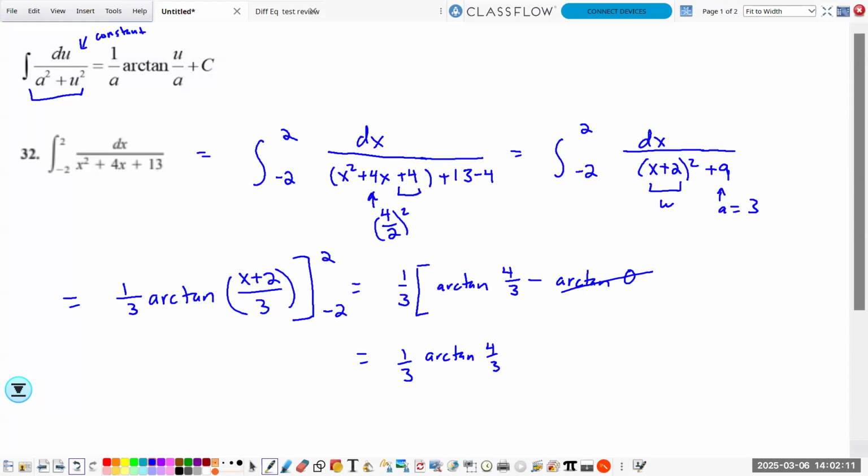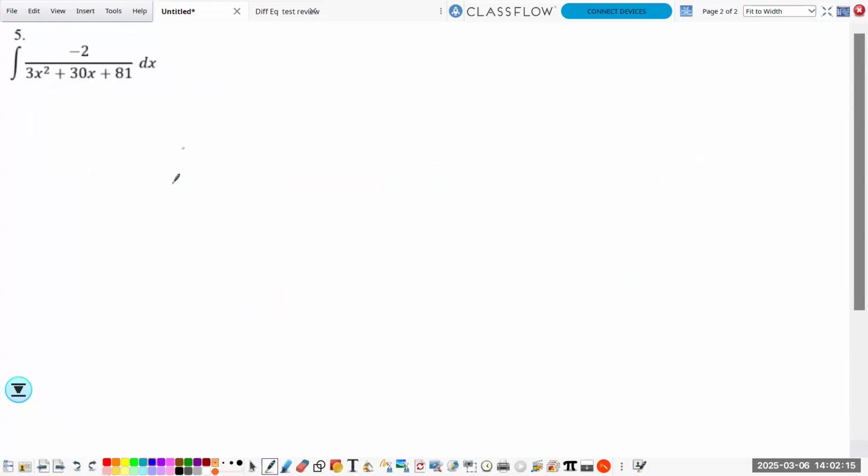Okay. Now let's go to the problem from tonight's homework, number 5, which is an indefinite integral. The first thing I notice is I've got a -2 here. I'm going to pull it out. So I'm going to go -2 integral 1/, and I'm going to start to rearrange this denominator. So when I separate the constant from the variable terms, I notice my variable terms contain a 3. So I'm going to factor that out also.